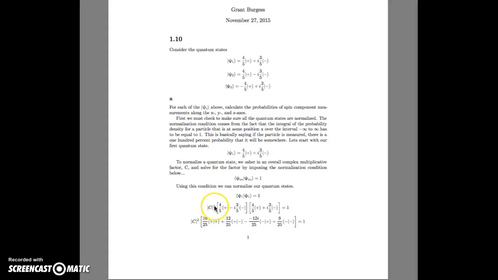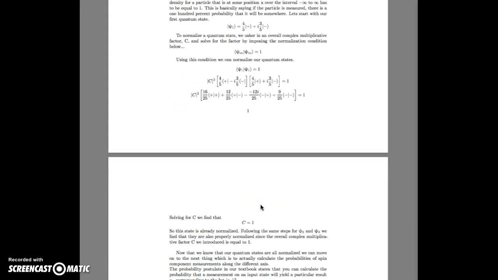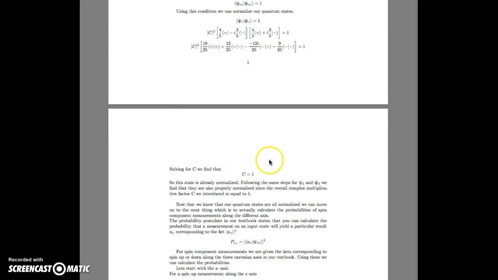Here we have our complex multiplicative factor, and we want to solve for that, because that's what we want to multiply our original quantum state by, so it becomes normalized. So solving for C, we find that C is equal to 1, so the state is already normalized. And we can follow the same steps for this second and third quantum states, and we find that they are also properly normalized since their multiplicative factor ends up being 1, too.